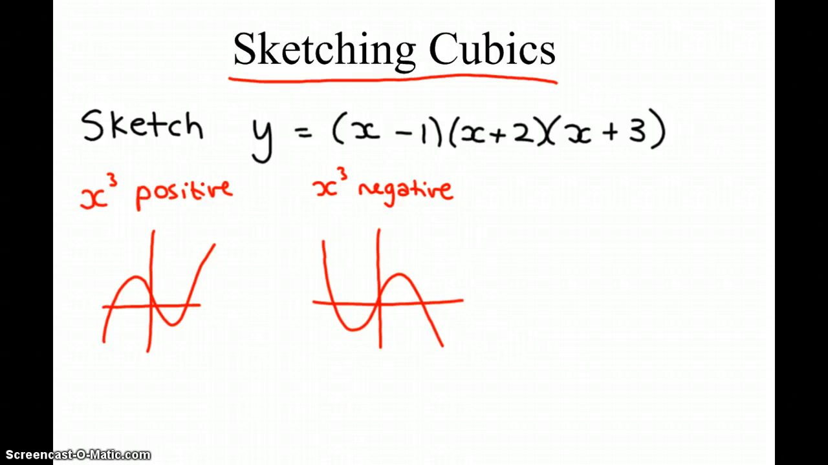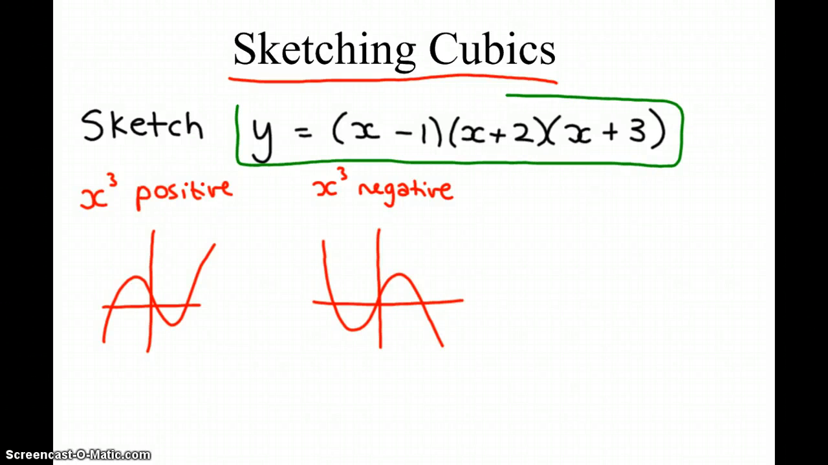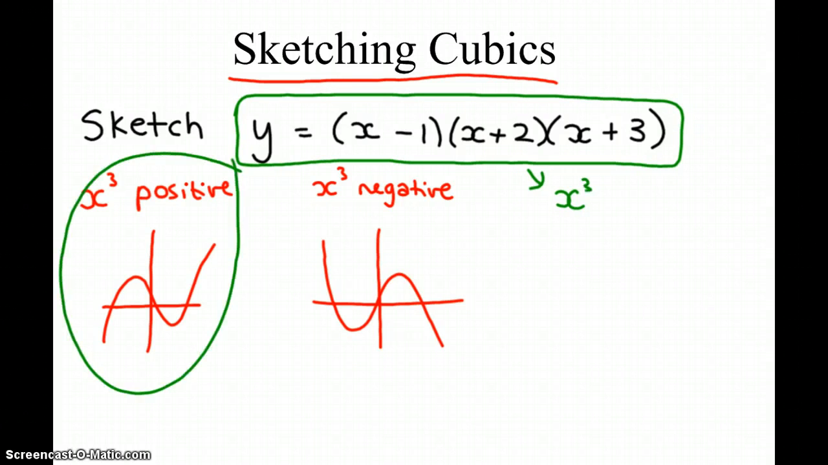So let's look at this one that we've been given to draw. Thinking about multiplying this out, can you see that when I multiply out these three brackets to draw this graph, I'm going to get a positive x cubed. It's going to be my first term. So my graph is going to be this shape. It's going to go up, down, up.